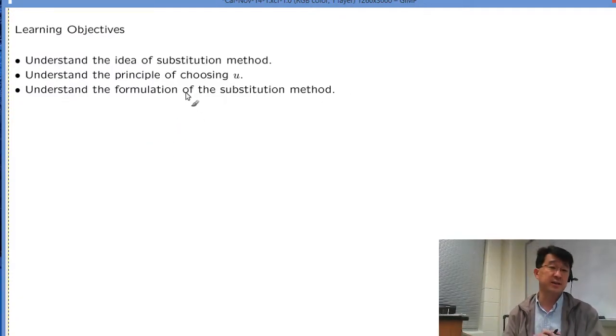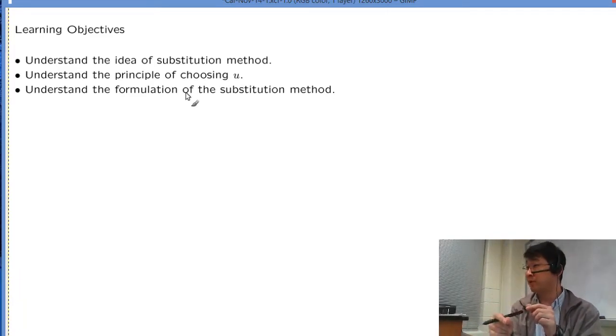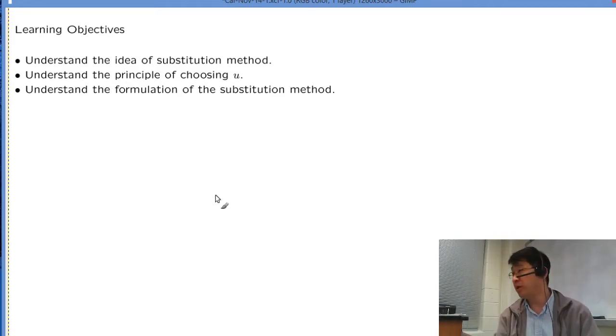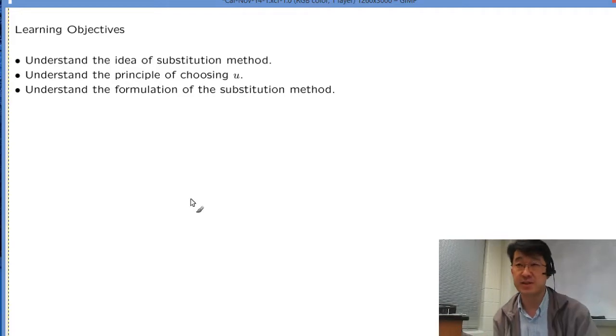We're going to learn the idea and understand the principle of choosing u. What is this u we use in the derivative rule? The chain rule, right? When you looked at the chain rule, you actually chose u to be something, right? That process is involved here, slightly more difficult than the chain rule, and we need to understand the formulation of this idea into mathematical form. That's our first task.